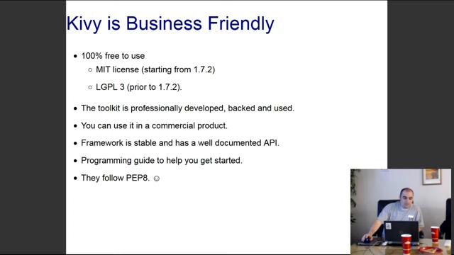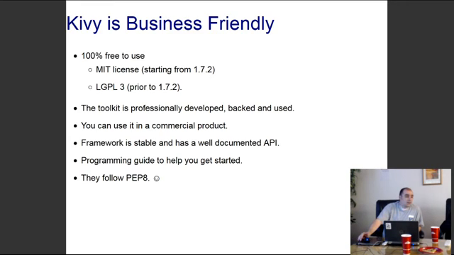All right, so Kivy is business friendly. It's 100% free, licensed under the MIT after 1.7.2 and the LGPL3 prior to 1.7.2. So you can use it on a commercial product without having to deal with licensing nightmares. It's professionally developed, backed, and used. The framework is well documented. And there's some fantastic tutorials on their website. Their documentation is very nice with some really good samples on, okay, well, how do I do an app that does this type of a thing? And they'll give some code samples on how to do that kind of thing.